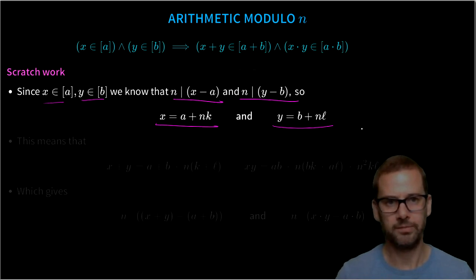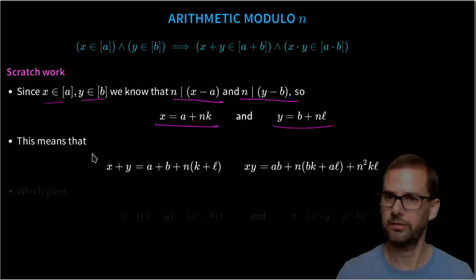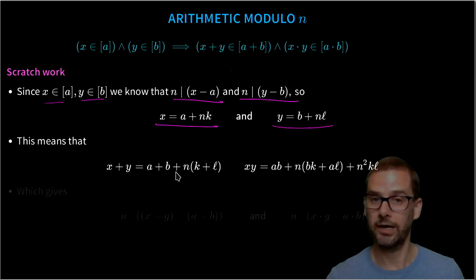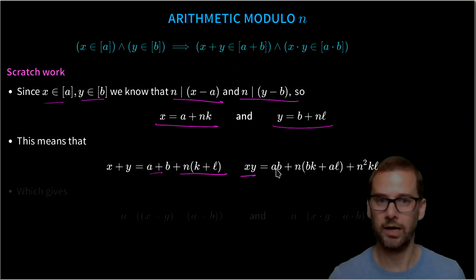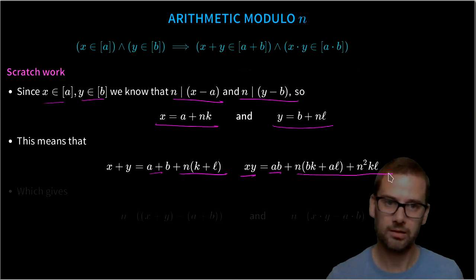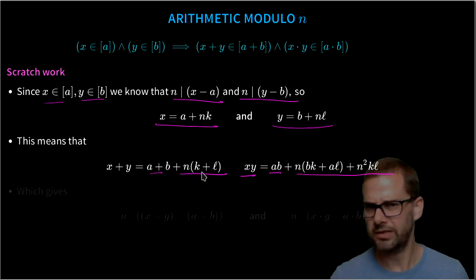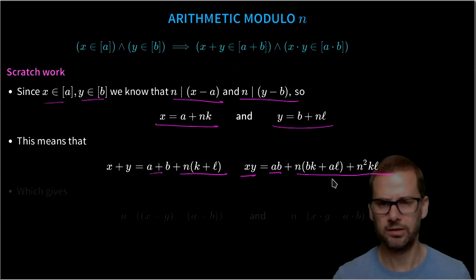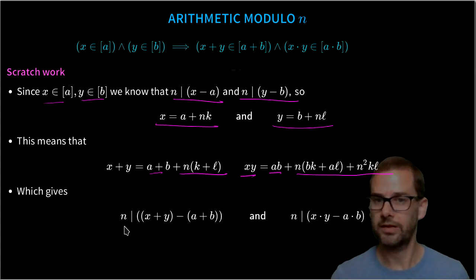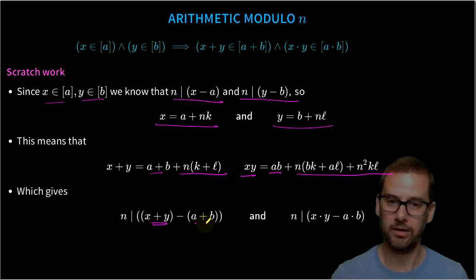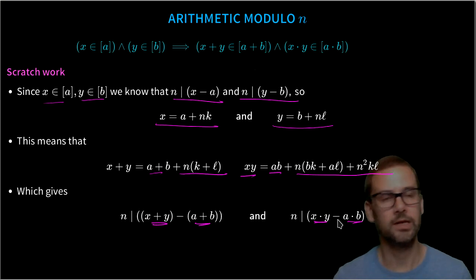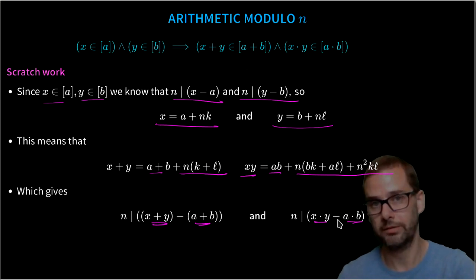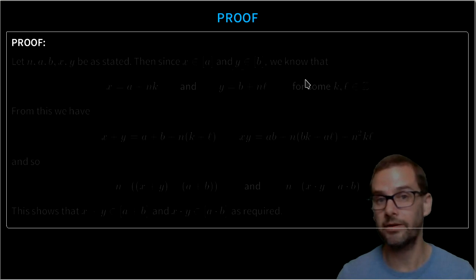So, in particular, this means that x plus y is a plus b plus a multiple of n. X times y is a times b plus a multiple of n. And of course, this is an integer, and all of that stuff is integer. This immediately gives us that n divides x plus y minus a plus b, and n divides x times y minus a times b. And this is exactly what we need to prove that they're congruent to each other. And so our proof runs very, very similarly.